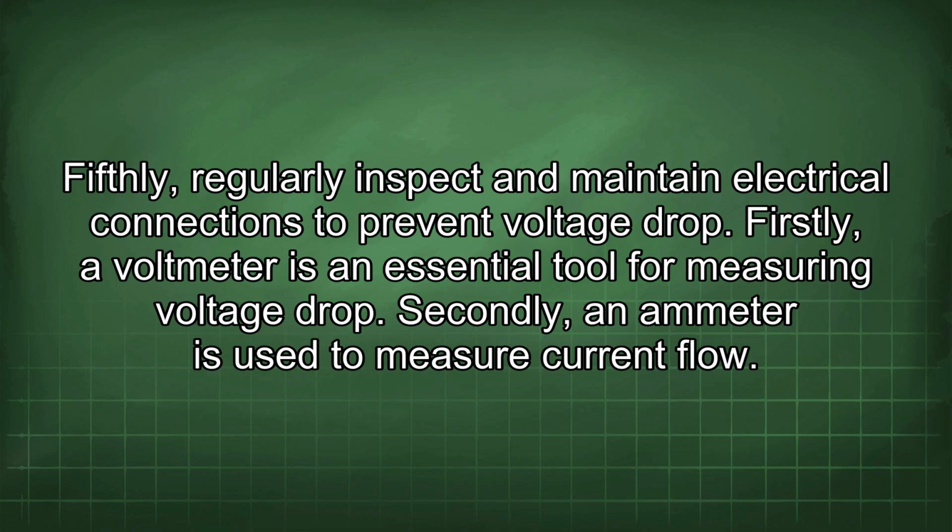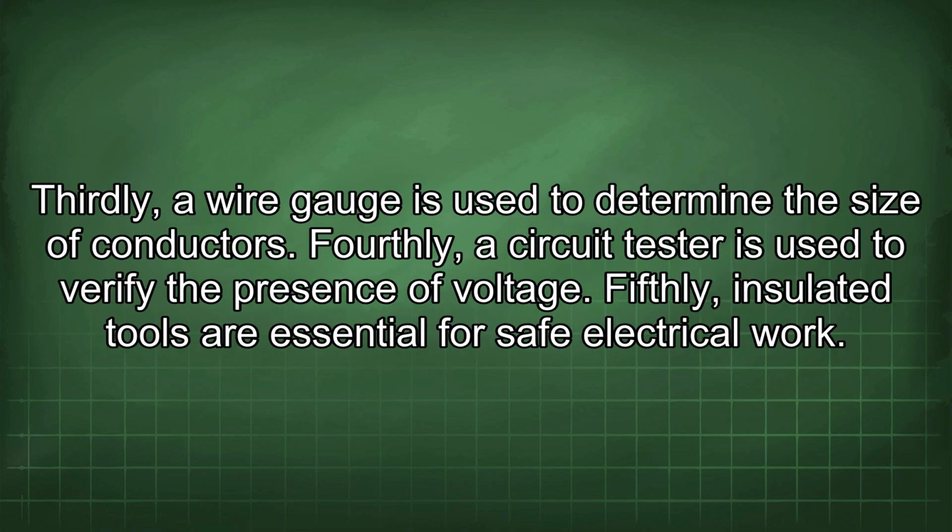Firstly, a voltmeter is an essential tool for measuring voltage drop. Secondly, an ammeter is used to measure current flow. Thirdly, a wire gauge is used to determine the size of conductors. Fourthly, a circuit tester is used to verify the presence of voltage. Fifthly, insulated tools are essential for safe electrical work.